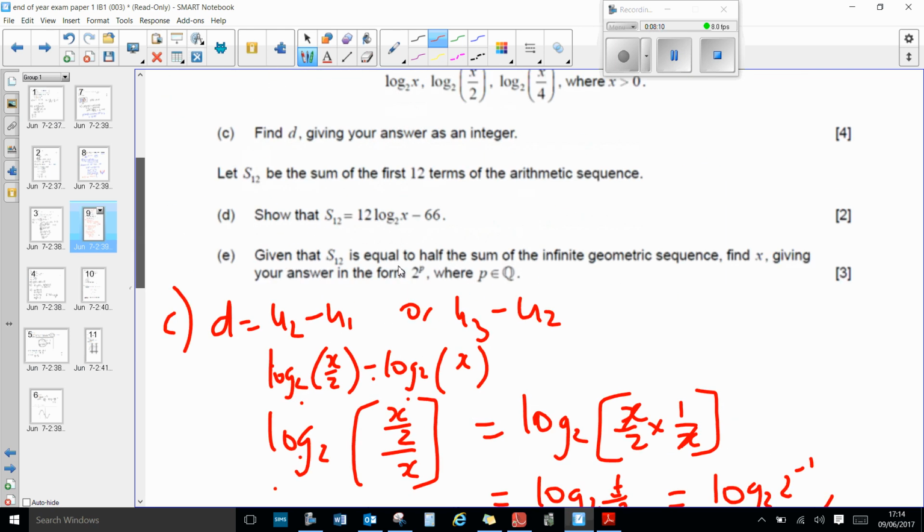And that's in the format of 2 to the power something, where p is a quotient. So in other words, it's a number. It doesn't have to be a whole number.